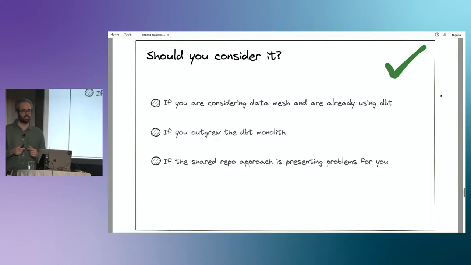The second point is if you outgrew the DBT monolith, then you may consider this shared repo approach, but I actually think it lacks the separation of concerns that data mesh has, right? If you consider the full separation of concerns, I think you can succeed a little bit better. Third point is that if you're already using the shared repo approach and you feel some of the pains of this approach, then you can for sure go to a more decentralized kind of setup.